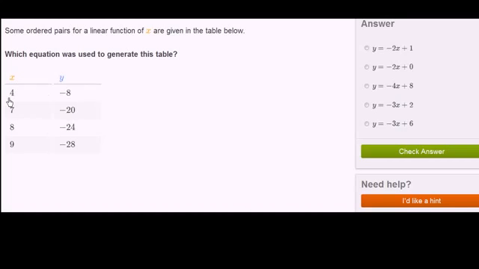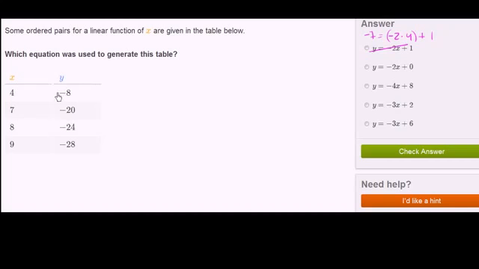So let's go to this first point right over here, 4 comma negative 8. And let's go equation by equation. If x is 4 here, negative 2 times 4 would be negative 8. We'd multiply negative 2 times 4 to get negative 8, and then I would add 1 to get negative 7. So for this equation, when x is 4, y would be negative 7, not negative 8. So this equation definitely did not generate this top point right over here. So we could just rule it out.